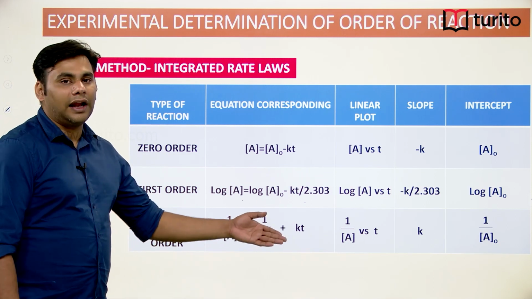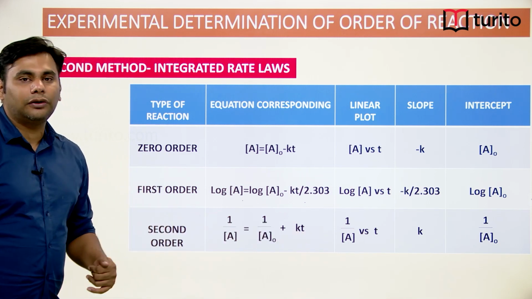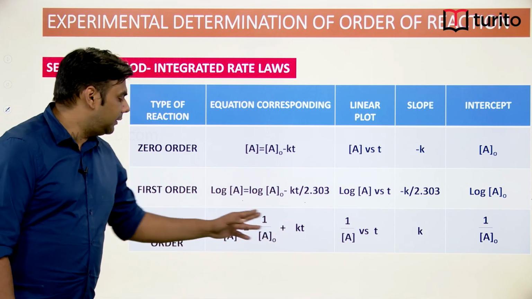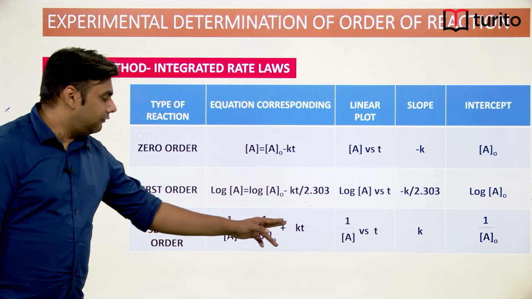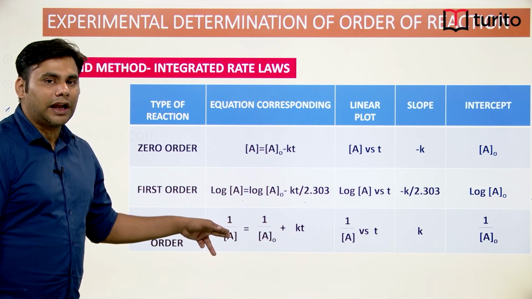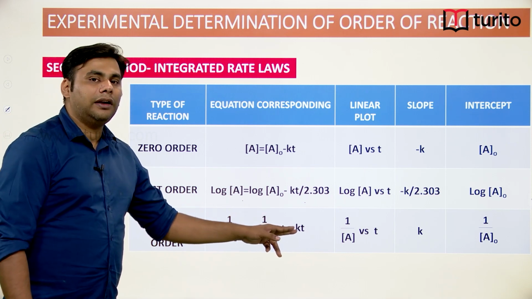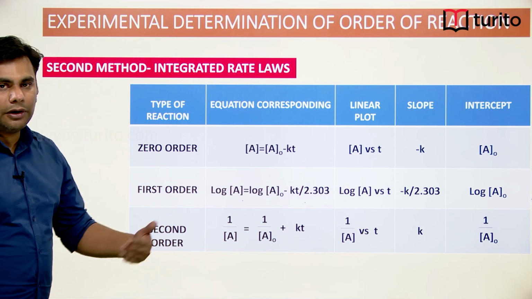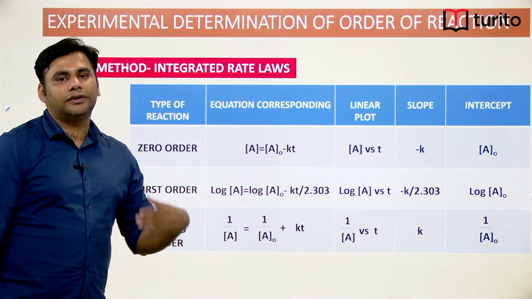So in this again, at different times the concentration of A would be given to us, and we would know the initial concentration. At different times we can calculate the value of K because the concentration of A would be given to us at different time intervals, and if the value of K comes out to be the same for different time intervals, that means it is following a second order reaction.